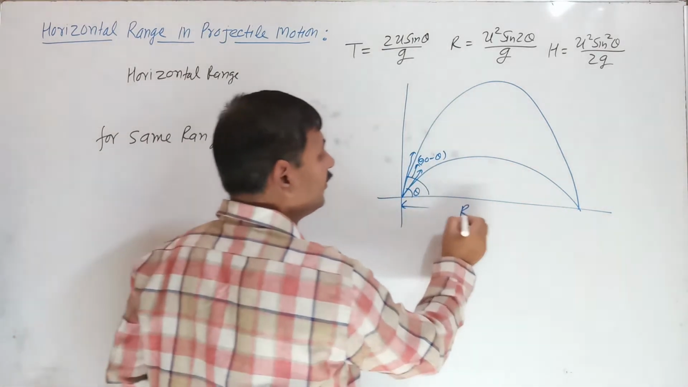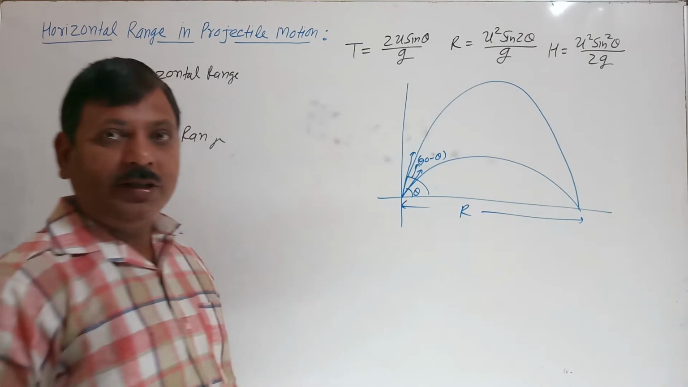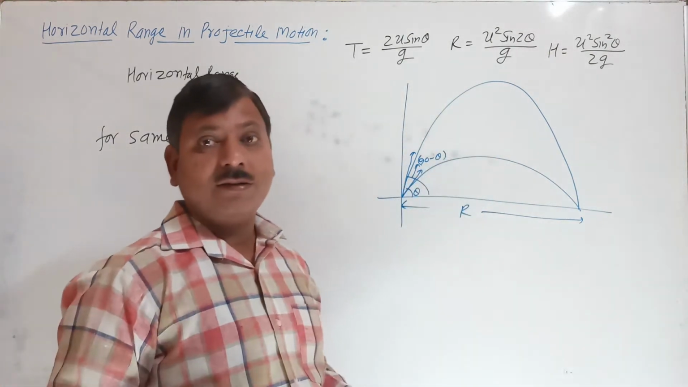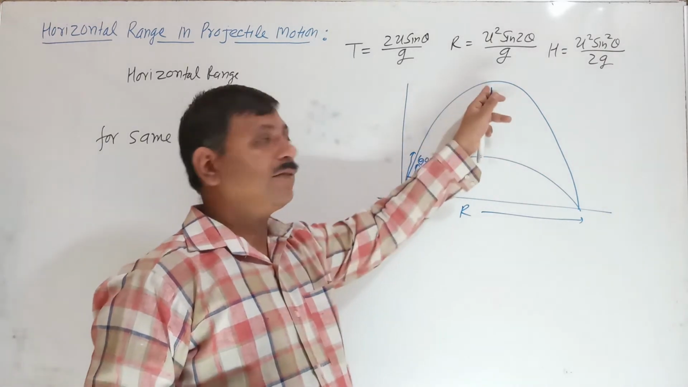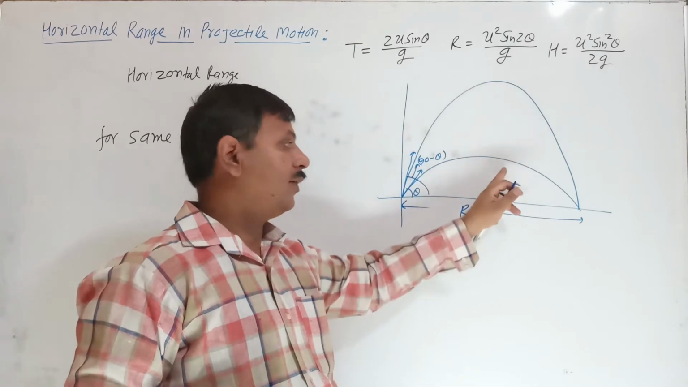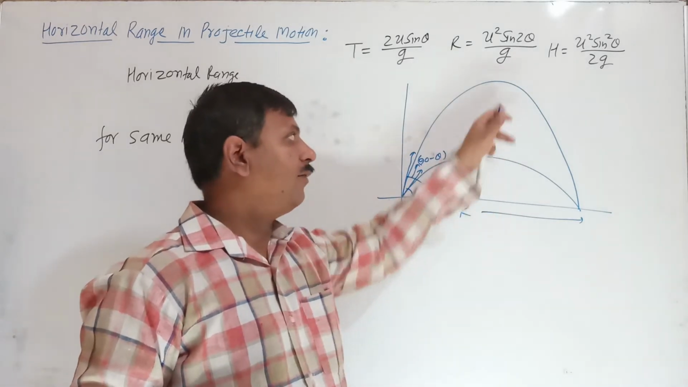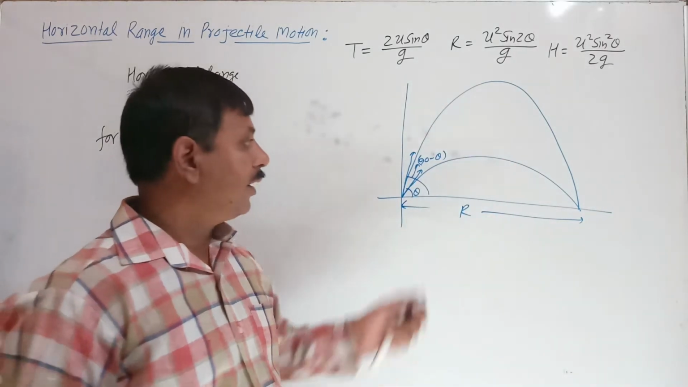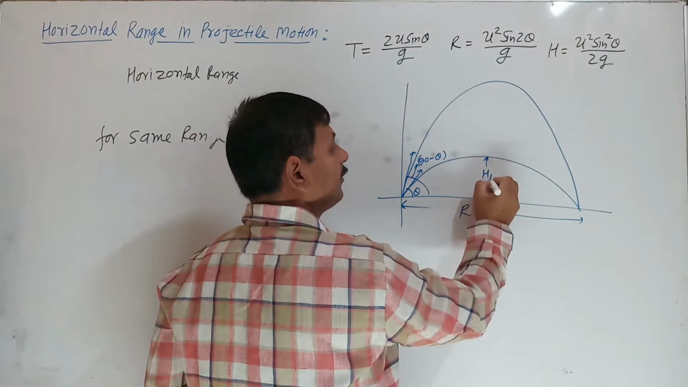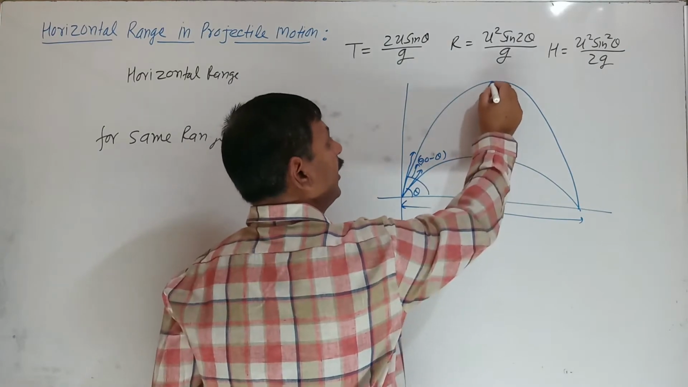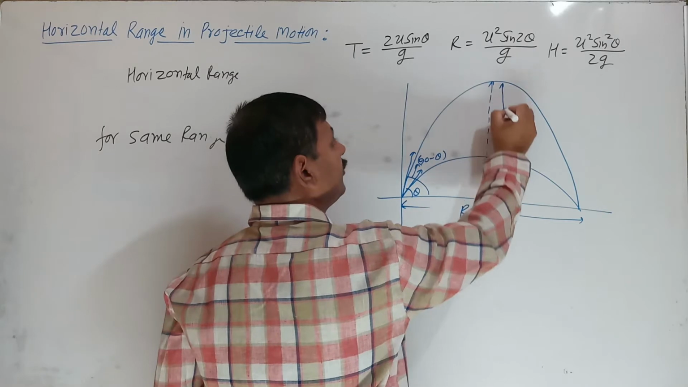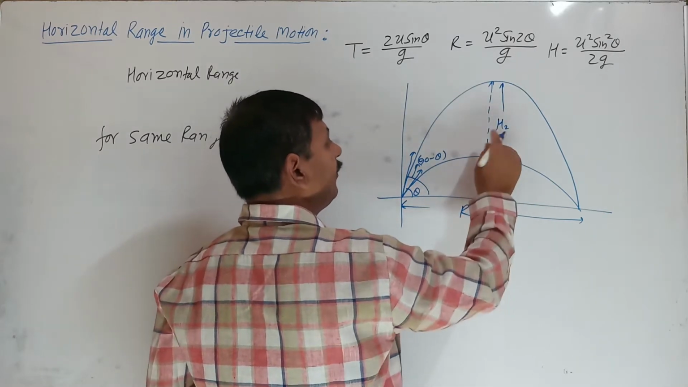Range is same. What is the relation between time of flight? Time of flight will be different. For this projectile motion, time of flight will be more. For this, range will be same, but time of flight will be different. Also you can see here maximum height. Suppose this maximum height is h1, so maximum height for this is different. This, suppose this is h2. Different maximum height.